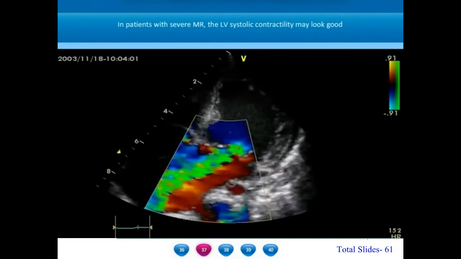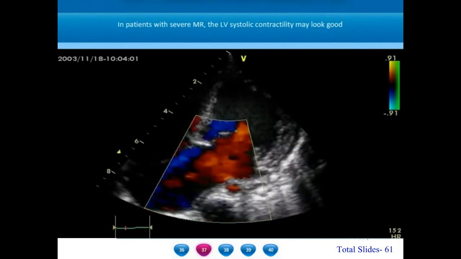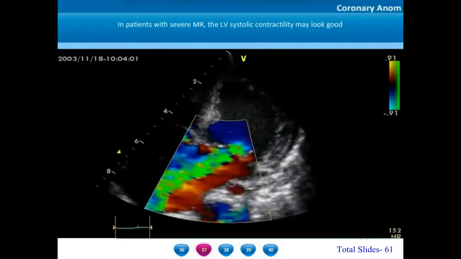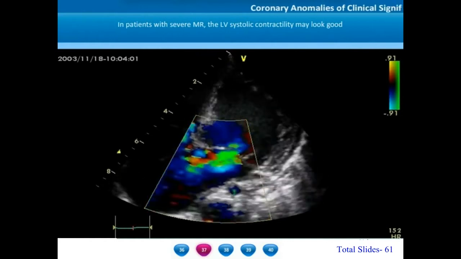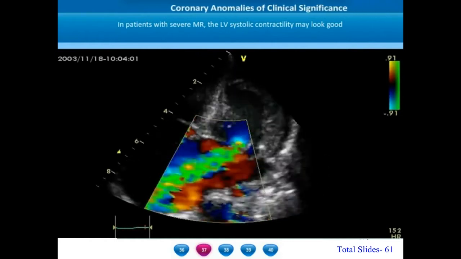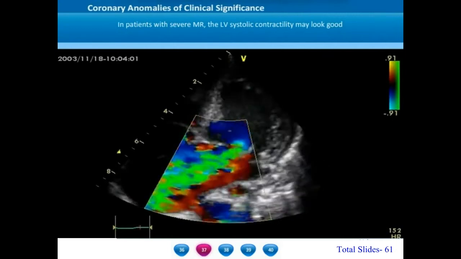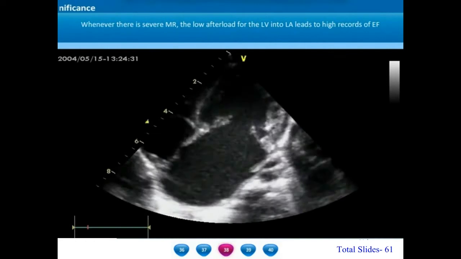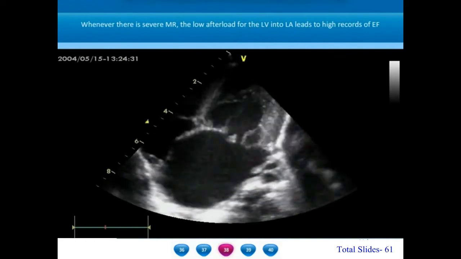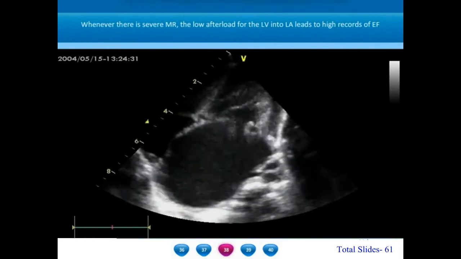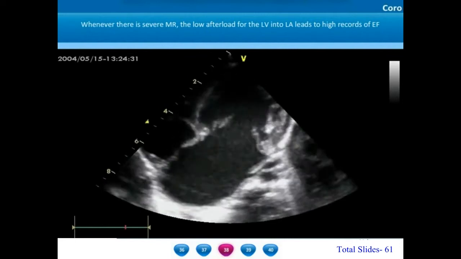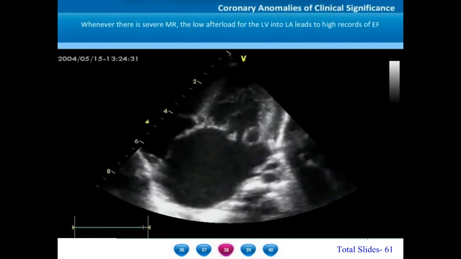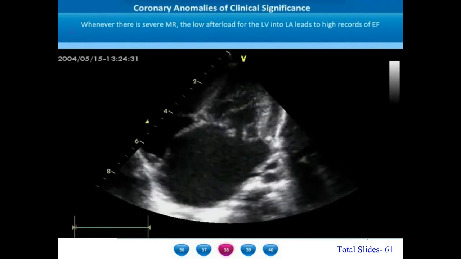We also need to know that in patients who are having very severe mitral regurgitation, the left ventricular systolic contractility may look very good. In this example, with severe mitral regurgitation, the left ventricular systolic contractility appears to be good. When there is a severe mitral regurgitation, the low afterload for the left ventricle into the left atrium leads to high values of ejection fraction as we get from Simpson's method or Teichholz method.